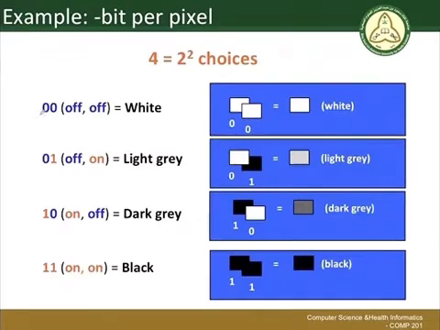For example, if I have 2 bits, I can represent 4 colors. The 00 could be white, the 01 could be light gray, the 10 could be dark gray, and the 11 will be black. Why does it say off here? It's just a metaphor for how the computer works. The computer uses a collection of switches, the transistors, and the 0 represents when the switch is off, and the 1 represents when the switch is on.